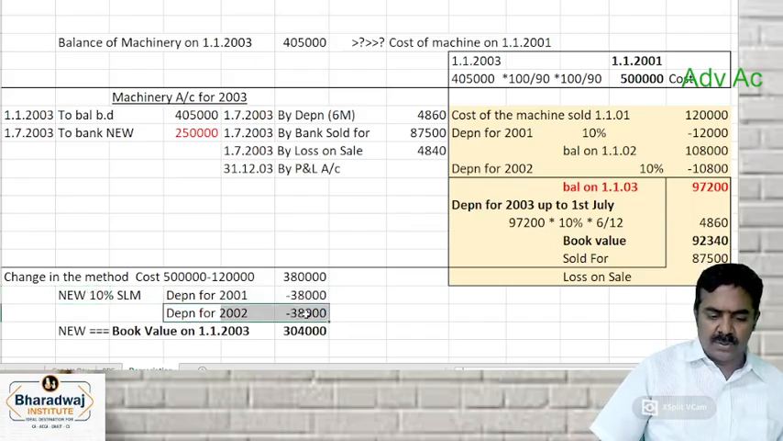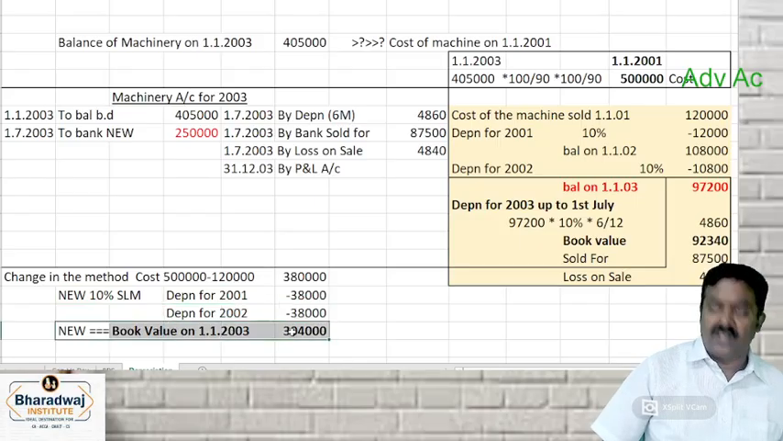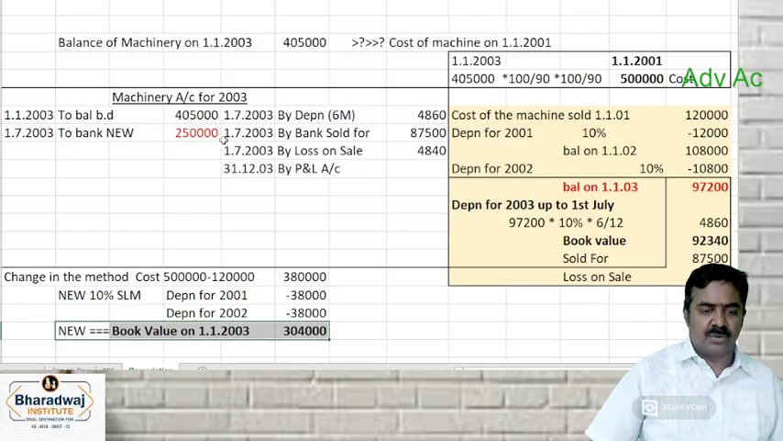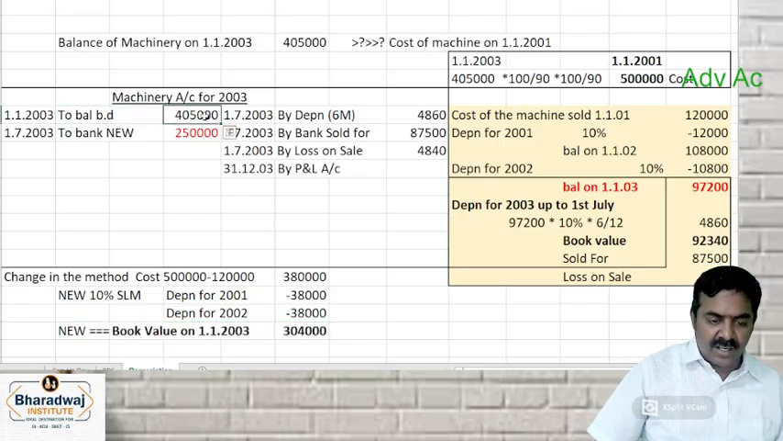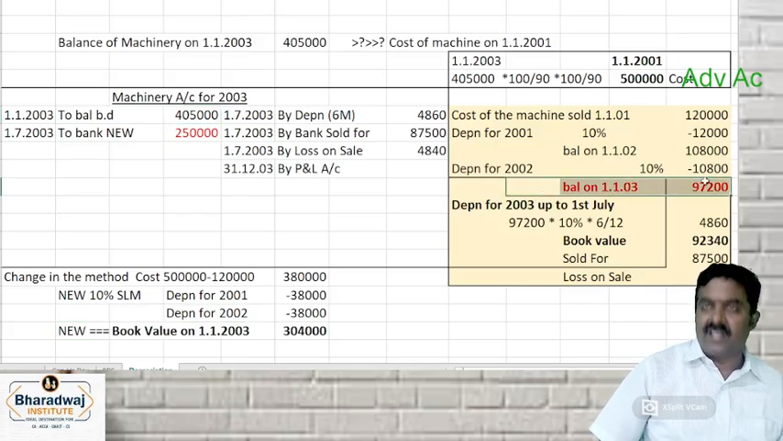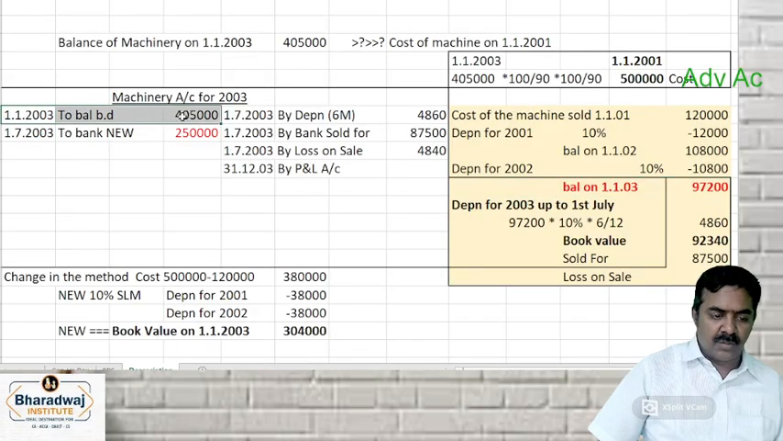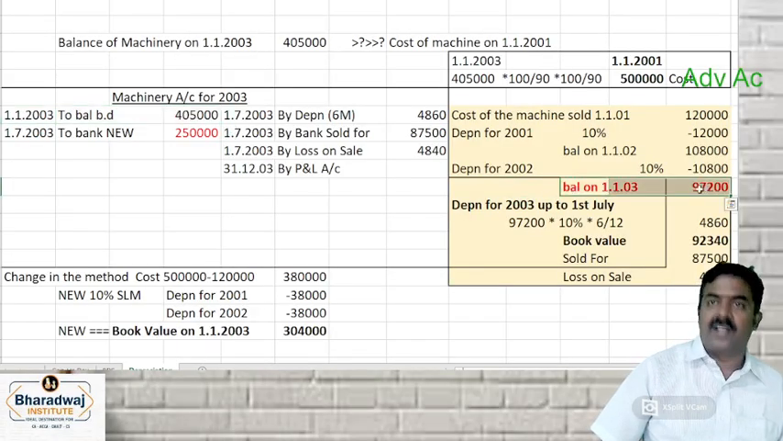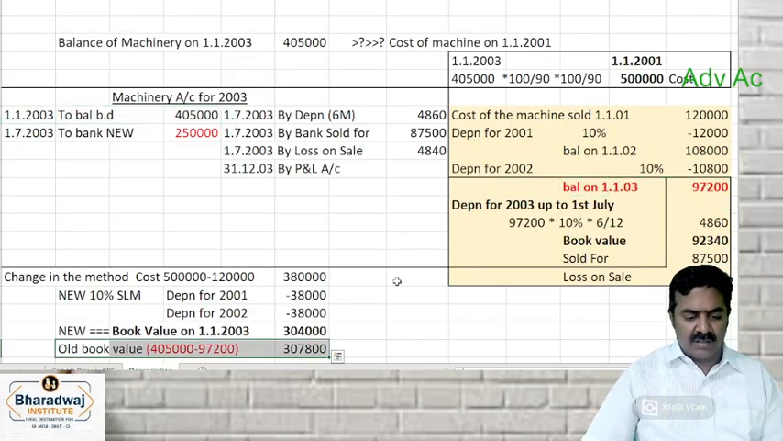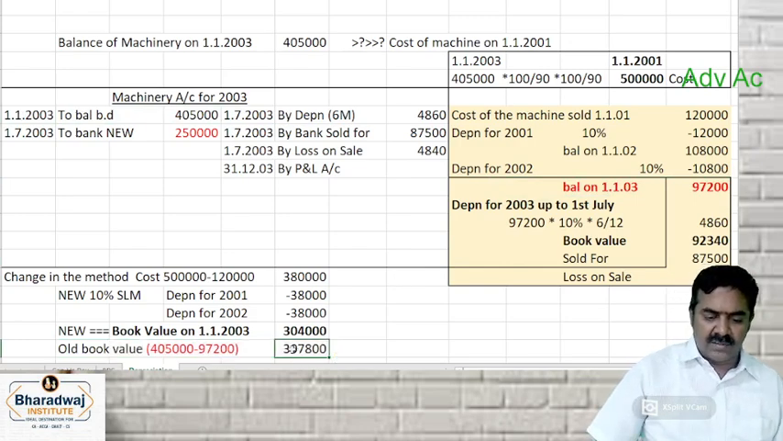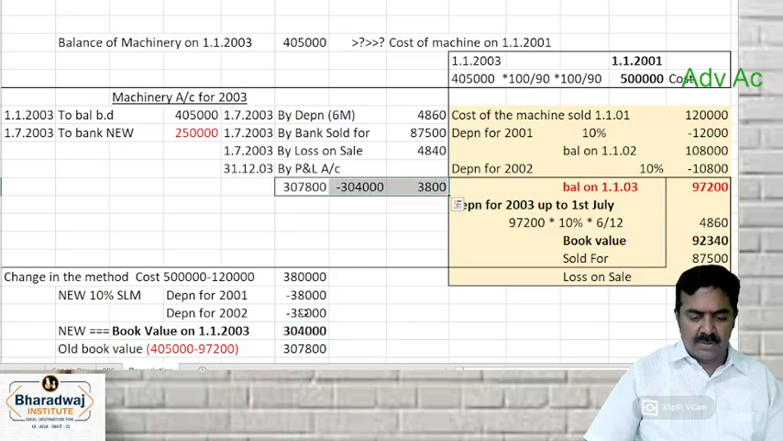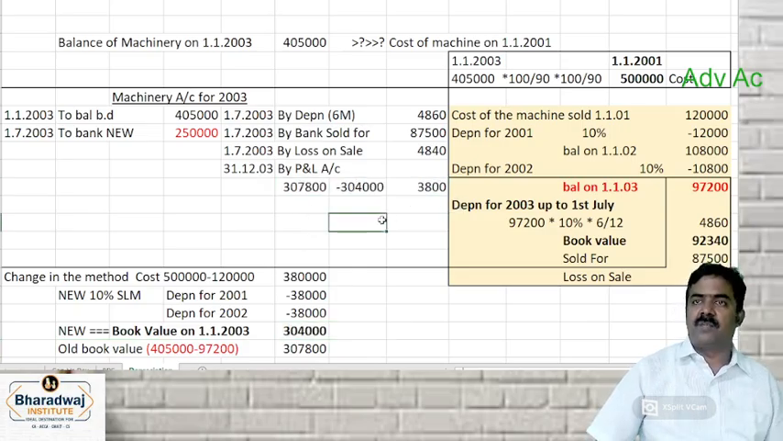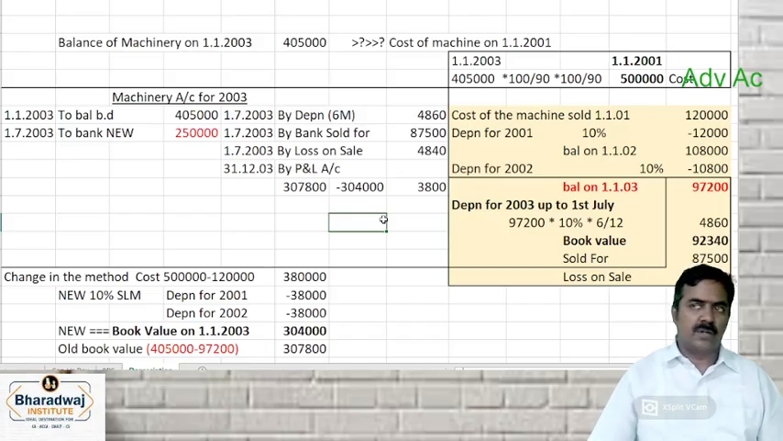2001, 10%, 2002, 10%. Now, what is the book value as per the new method? 3,04,000. Don't compare with 4,05,000. In the 4,05,000, what is the value of the asset that is sold? This book value includes this 97,200. So what is the book value of the asset sold? 3,07,800. If you eliminate the book value, 3,07,800 comes. So from 3,07,800 we want to reduce it to 3,04,000. How much do you have to charge in the P&L account? 3,800 you have to charge in the P&L account.